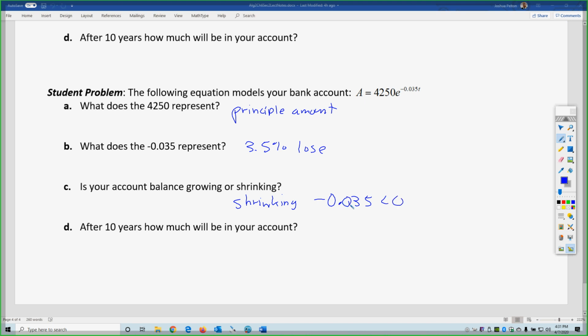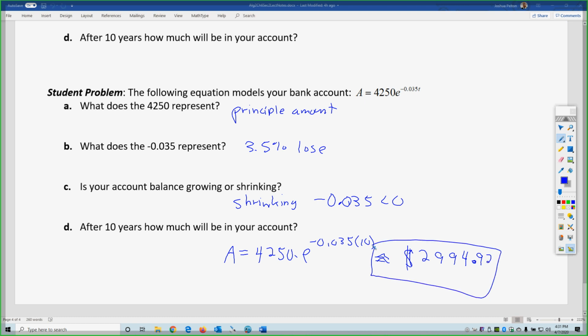Okay, all the negative ones are decay for the e. How much will be in your account after 10 years? Well, the amount in your account is going to be 4250 times e to the negative 0.035 times 10 years. Do the exponent first, then multiply. You'll have approximately $2,994.92. Okay, that is approximate. And that is the end of part 2.